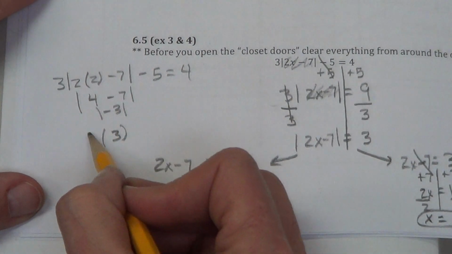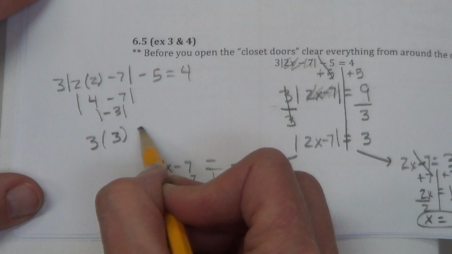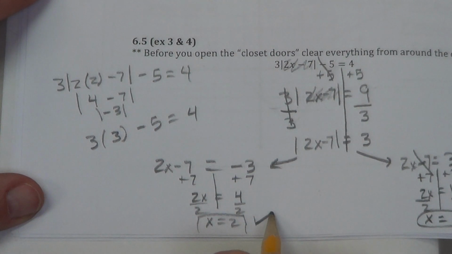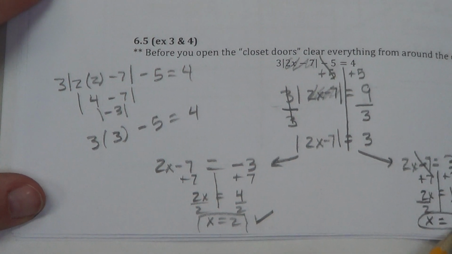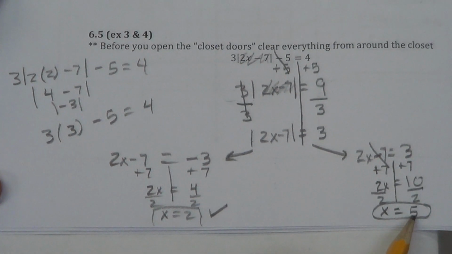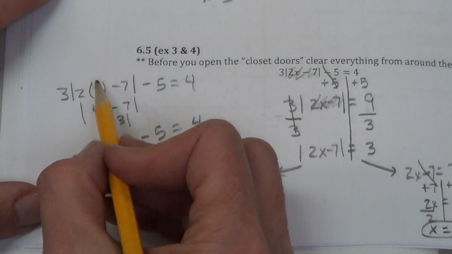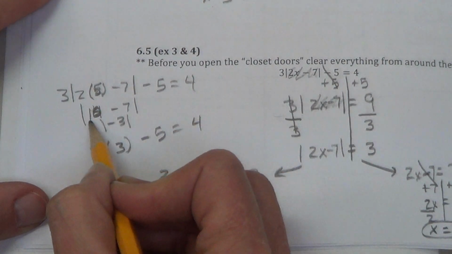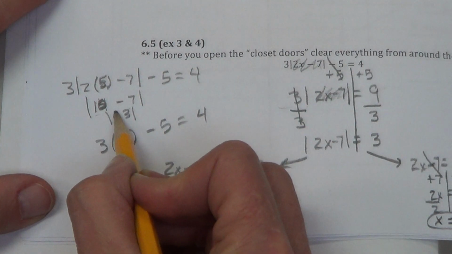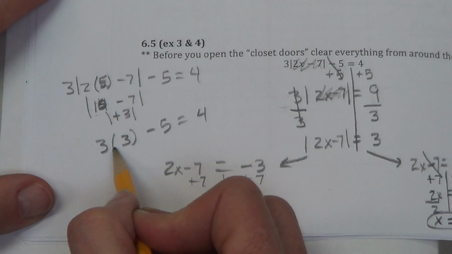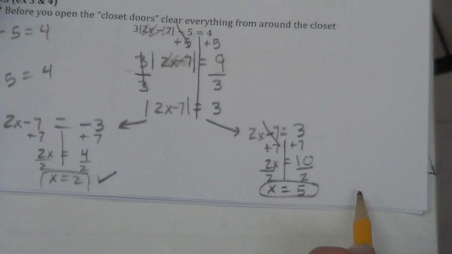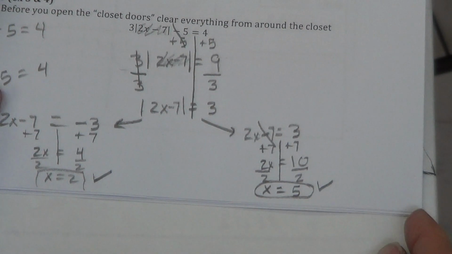Now bring down the rest of the equation. 3 times 3 is 9. Minus 5 equals 4. That one checks. Now if we were to substitute our 5 in there, 5 times 2 is 10. 10 minus 7 is positive 3. The absolute value of positive 3 is 3. So it also checks.